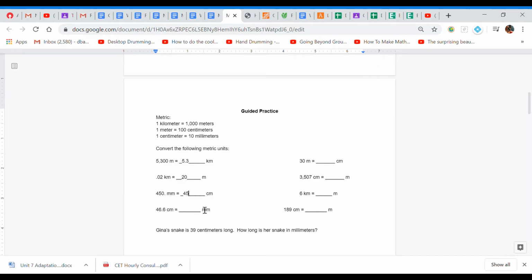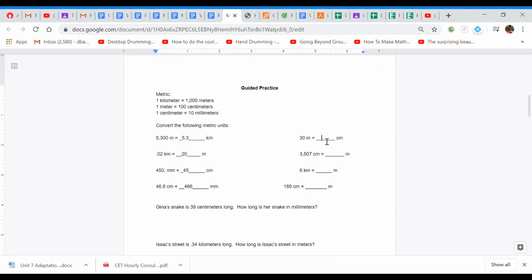46.6 centimeters to millimeters. Now I'm going from a bigger unit to a smaller unit, so I'm doing the opposite. I'm multiplying by 10 in this case. So 46.6, the decimal moves 1 place value to the right because it's 1 place value bigger, so it's going to be 466 instead of 46.6. 466 millimeters. I'm going to do a few more of these before I send you off on your own.